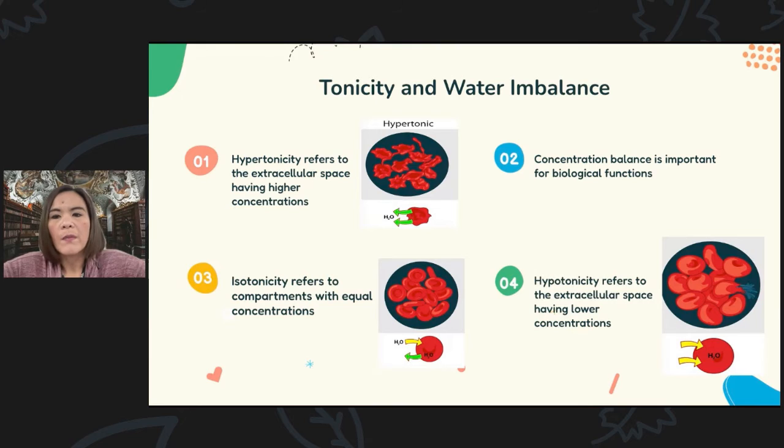Now, the concentration balance is very important for biological functions, and therefore, your cell needs to achieve isotonicity, which refers to the compartments with equal concentration on the outside and the inside of the cell. And lastly, hypotonicity refers to the extracellular space having lower concentration, and so the tendency is for water to move into the cell, causing the cell to swell.